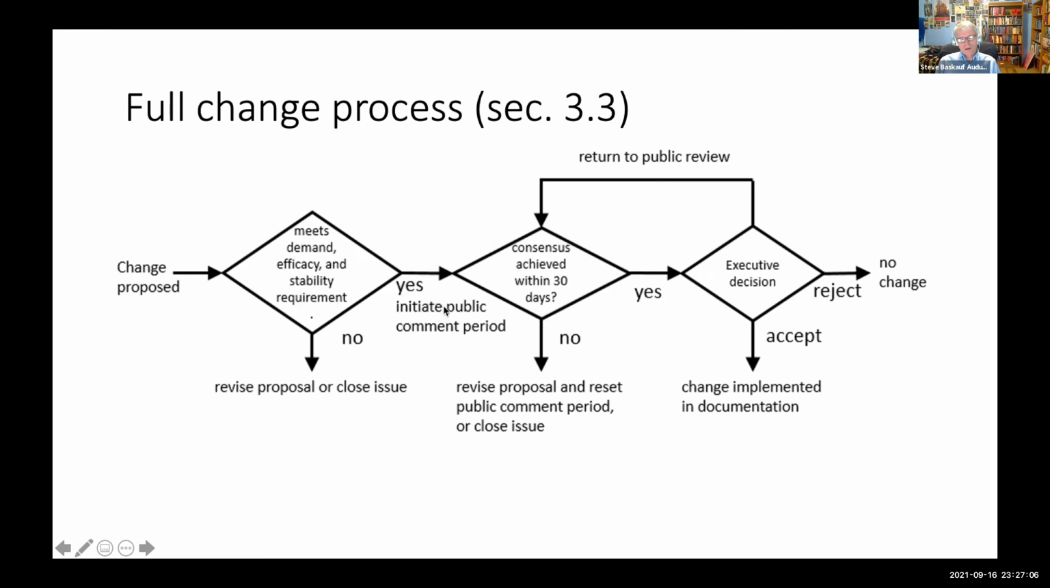And so in order to avoid proposals languishing for a long time, we're generally trying, at least once or twice a year, to have a public comment period for pending proposals. If there is no consensus on the proposed changes, then three things can happen.